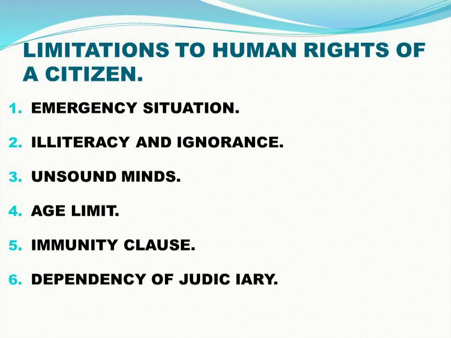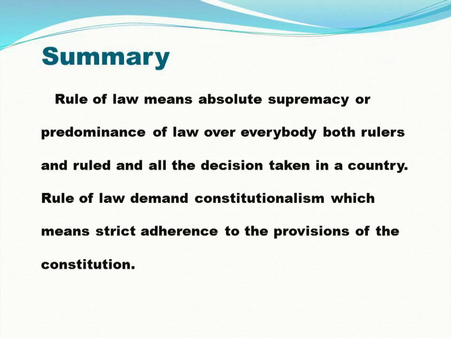Another limitation to fundamental human rights is dependency of the judiciary. Judges are not fully independent, since they are appointed by the executive arm of government. This does not enable the judges to discharge their duties without fear or favor, because he who pays the piper dictates the tune. In summary, rule of law means absolute supremacy or predominance of law over everybody, both rulers and the ruled, and all the decisions taken in a country.